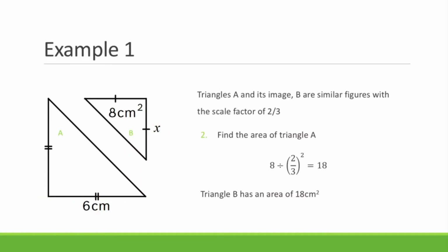The next one, we've got the area here, and we're going to go back to the original. If we're going back to the original, we are going to divide, because we're going the opposite way. The opposite of times is divide. And we're going to divide it by the scale factor squared. So 8 divided by 2 over 3 squared is going to be 18. So triangle A has an area of 18 centimeters squared.